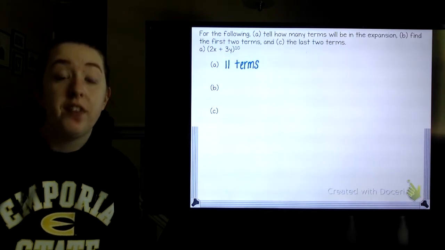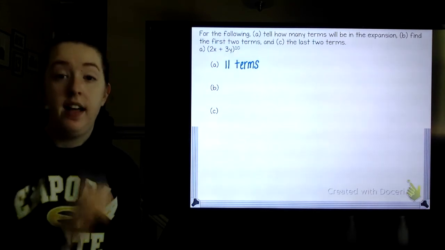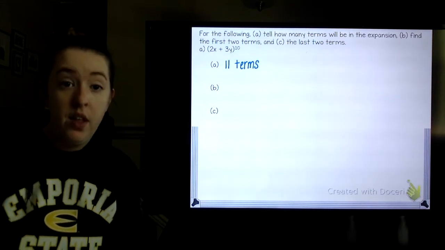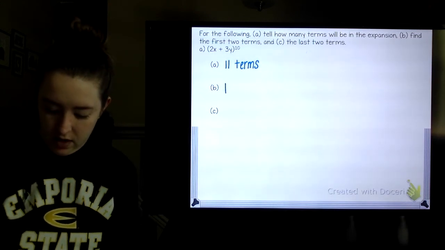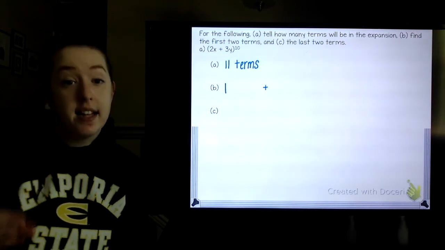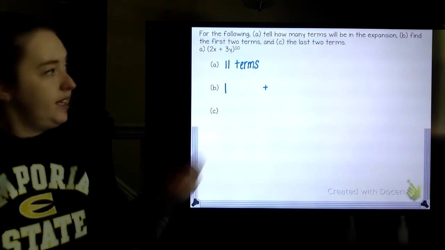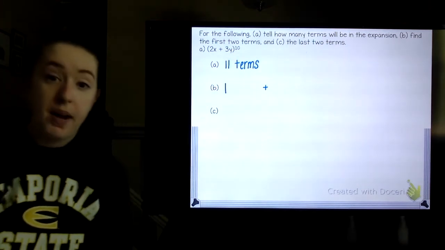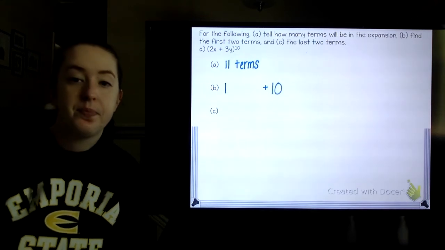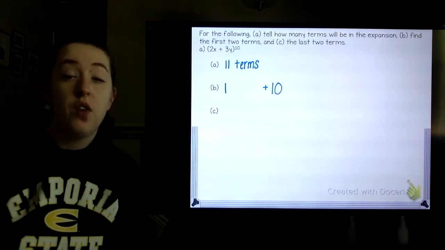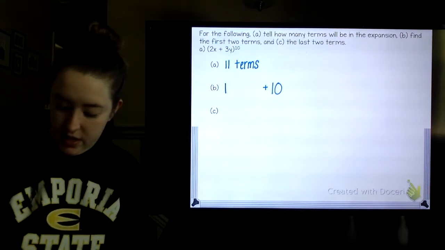Now we want to find the first two terms. So we know that on every line of Pascal's triangle, every row starts with 1. And then the next number in is always going to be the row number, or really the power on your binomial. So my next coefficient will be 10. Now we're going to go through and solve the same way that we did a moment ago when we just kind of distribute things out.